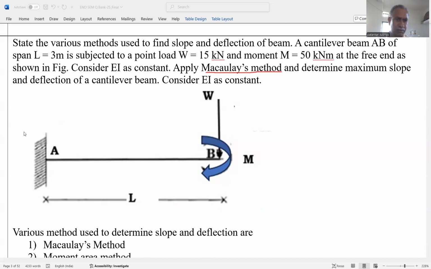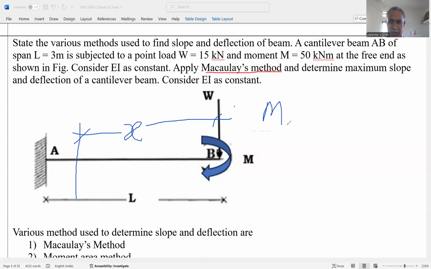For this beam, we have considered the section at a distance of x meter from the free end. That means in a cantilever beam, it is not necessary to find the support reaction or moment. We can start from the free end. So let us start. Here we have considered the distance, and what is the moment?